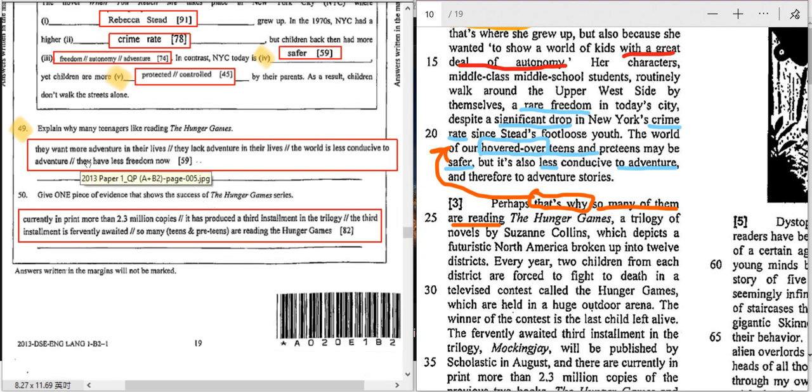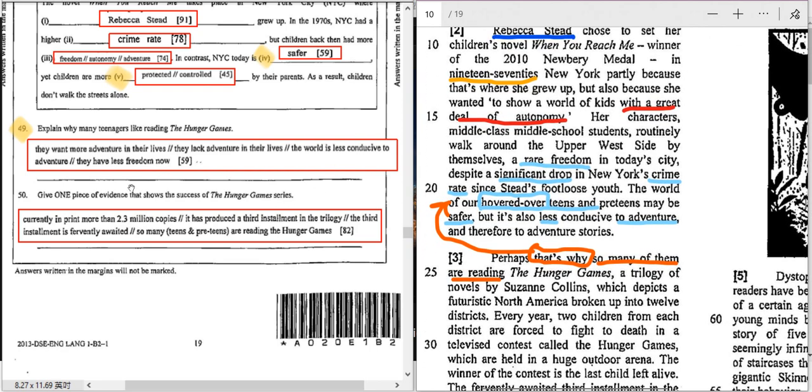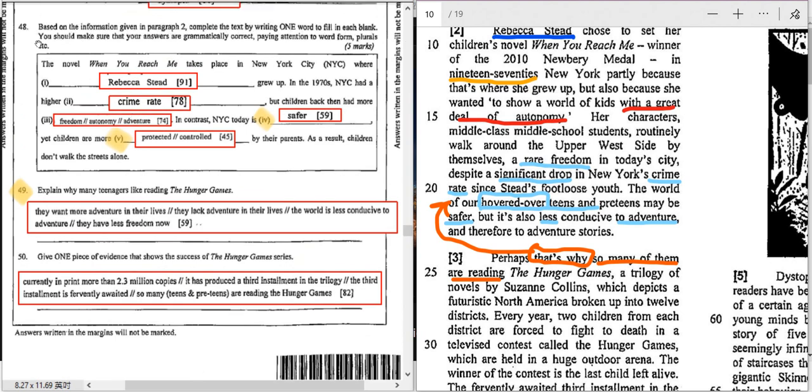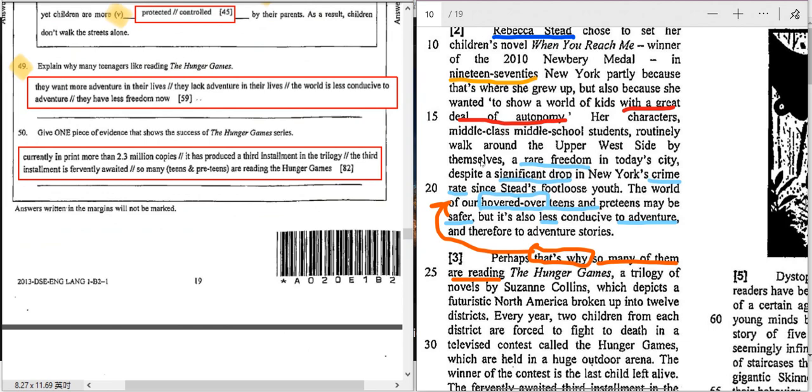Because they want more adventure, because they don't have opportunities to have adventure. They lack adventure because, of course you can copy it from the original passage, the world is now less conducive to adventure, because they have less freedom now. So if you can figure out the comparison here in paragraph 2, you will have no problem answering question 48 as well as 49.